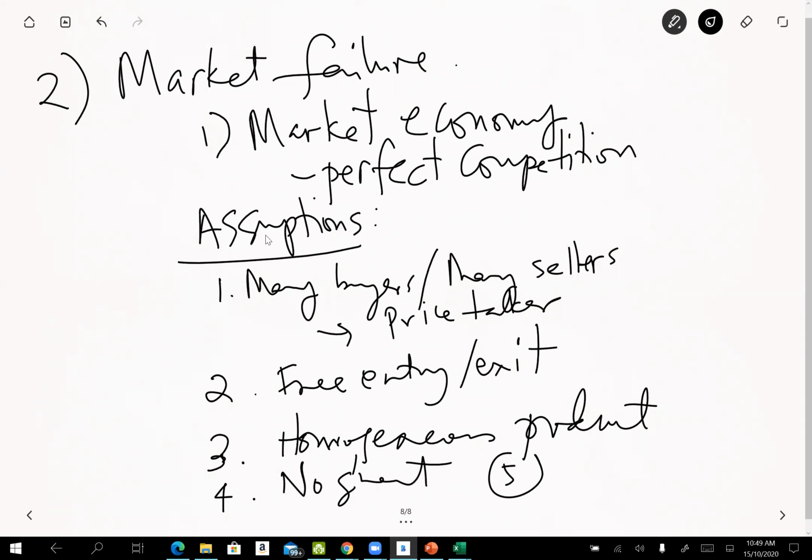So when you have these assumptions, you will have a market in which the market price and the market quantity will be determined by what? By supply and demand. So no firm, no consumer can influence the price. The price will be determined by the market. Now, when that happened, what happened to the welfare of the consumers and the firms?